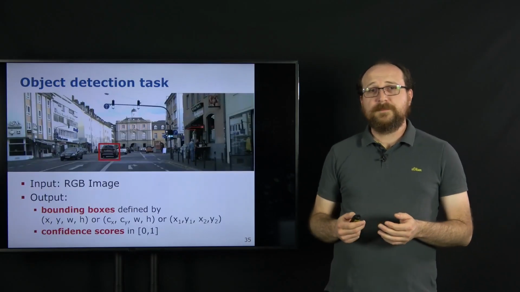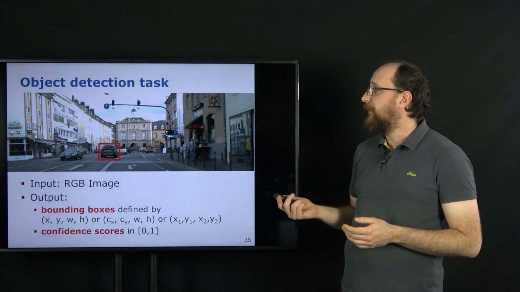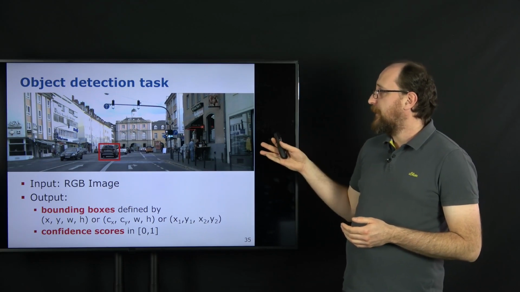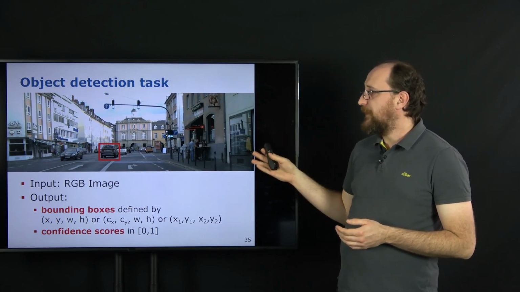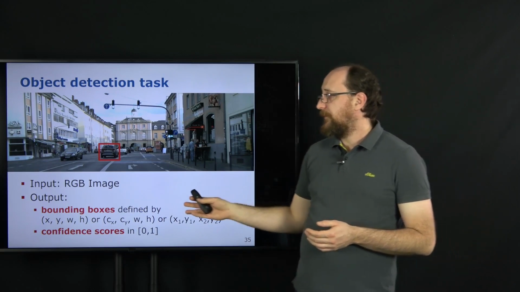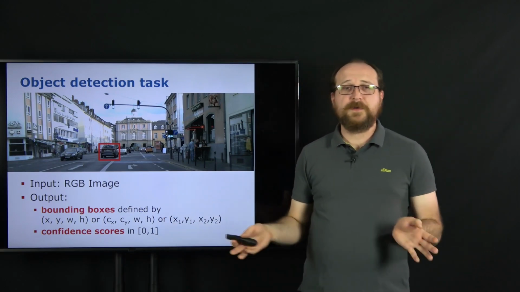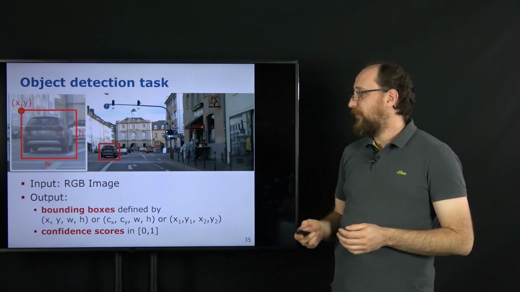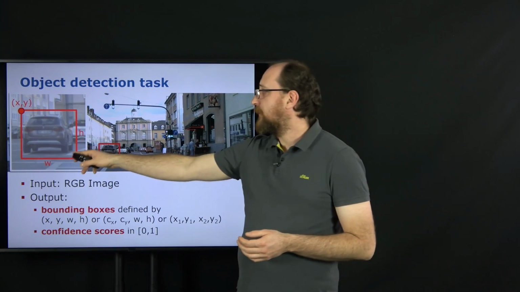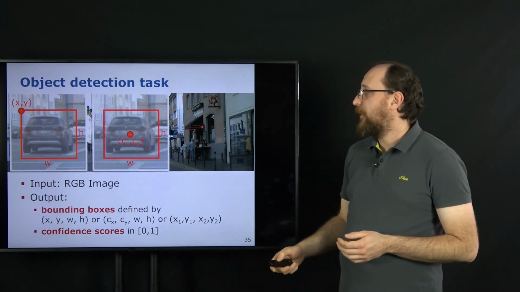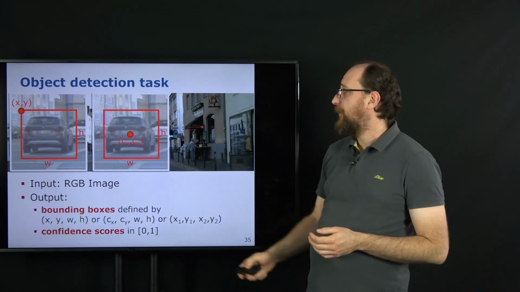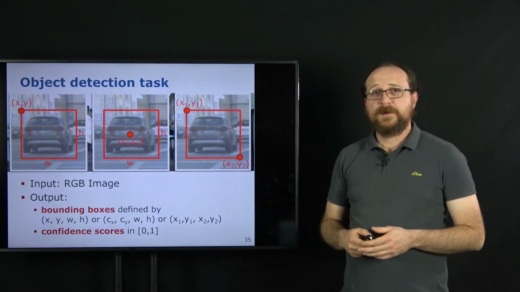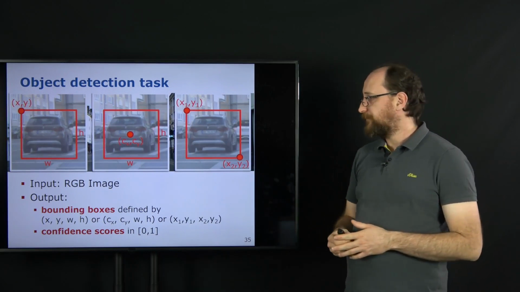Most of the detection tasks are interested in having as input an RGB image, and we are interested in having an output such that we have a bounding box. The bounding box can be defined by either just the upper left corner, the height and the width, but also by the center and the height and the width, or just by the upper left and lower right corner. This is the output that we want to predict.